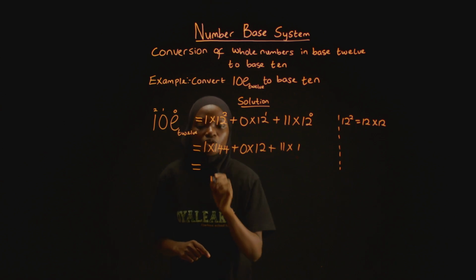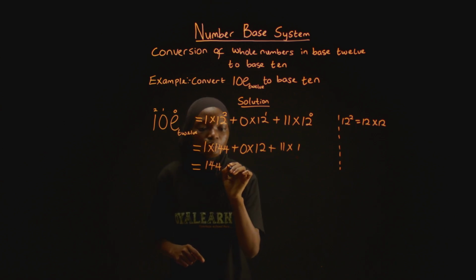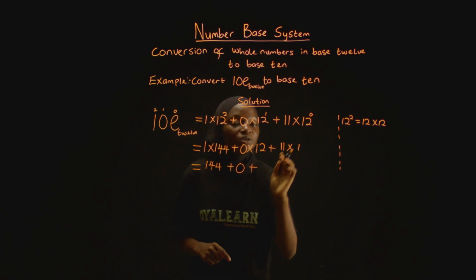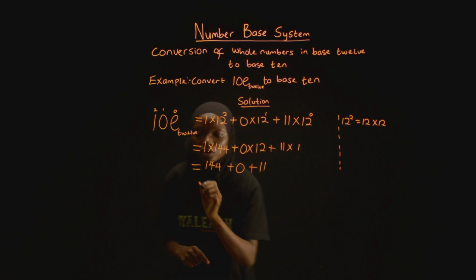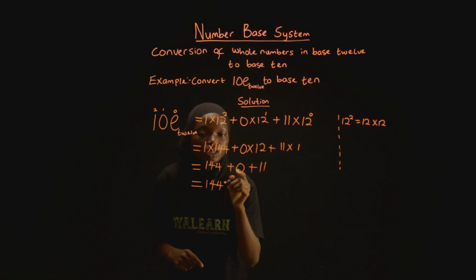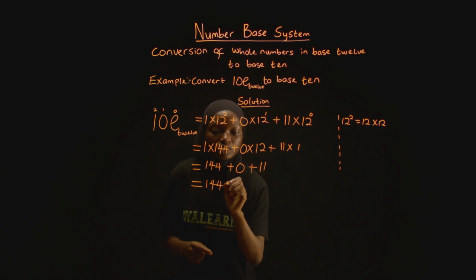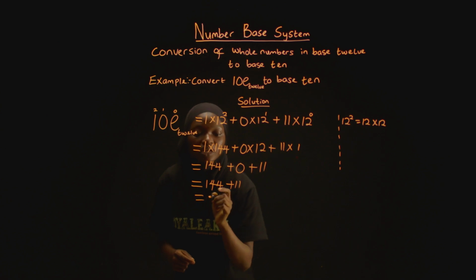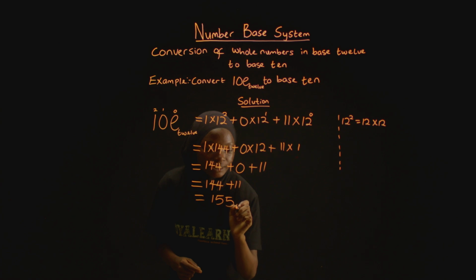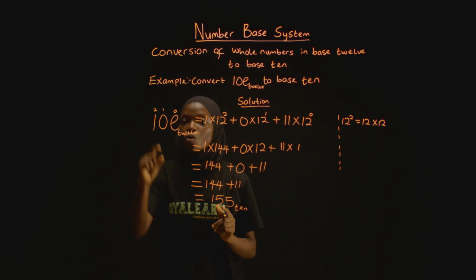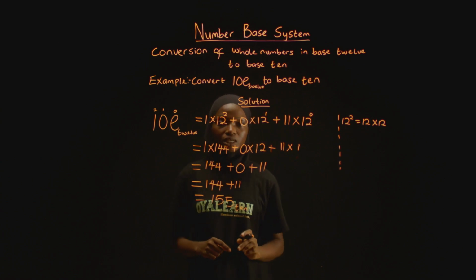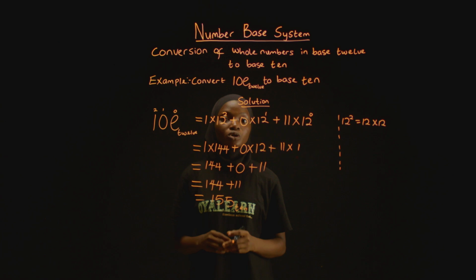1 times 144, we have 144. Plus 0 multiplied by 12, we have 0. Plus 11 multiplied by 1, we have 11. Equals 144 plus 0, that's 144, plus 11. Our 144 plus 11 gives us 155 base 10. That means 10e base 12 is the same thing as having 155 base 10. And that's how to convert a whole number in base 12 to base 10.